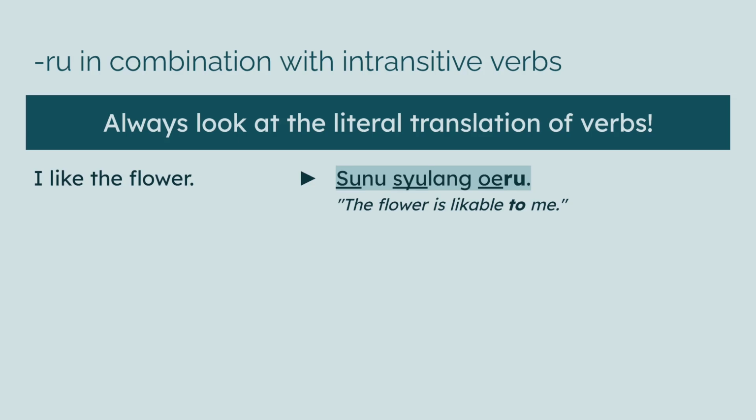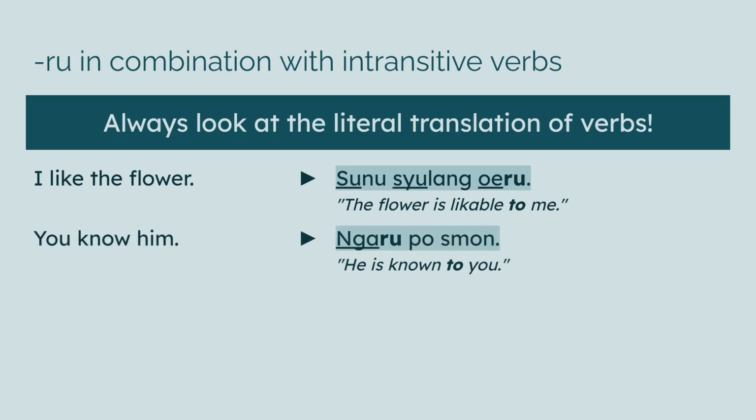Something very similar happens to the second sentence. Smon actually means to be known, not to know. So if I want to say that you know him, what I'm actually saying is he is known to you. So in this sentence, the he now is the subject. So po smon, he is known. To whom is he known? Ngaru, so to you. Again, this works very similarly to the first sentence.